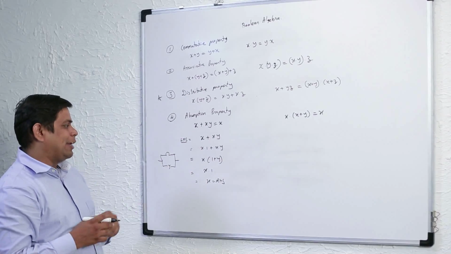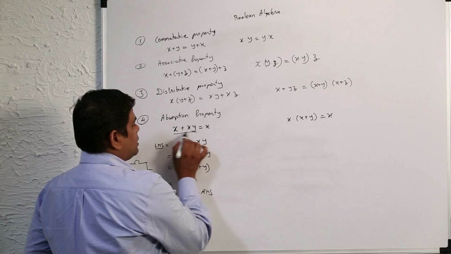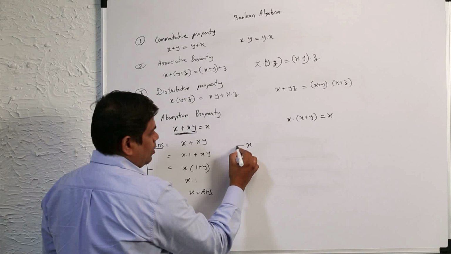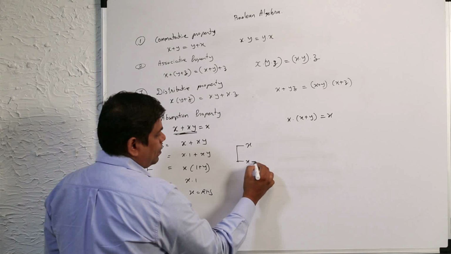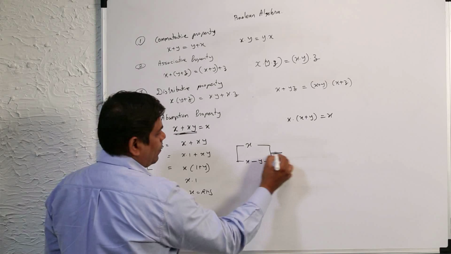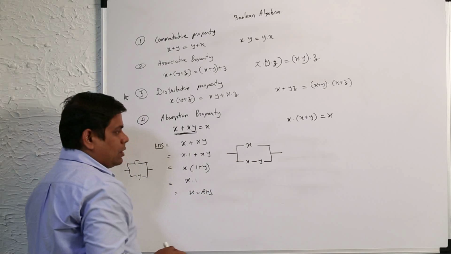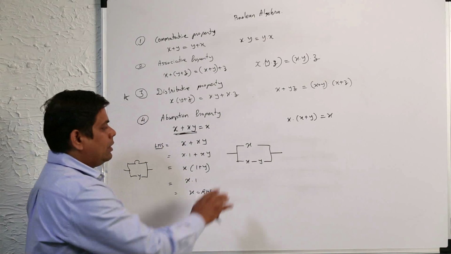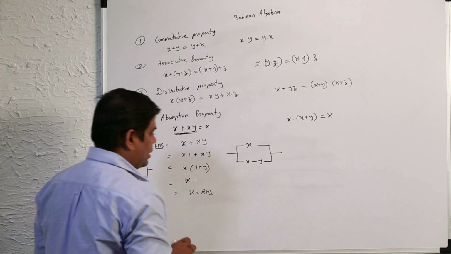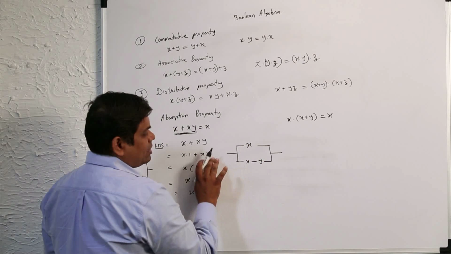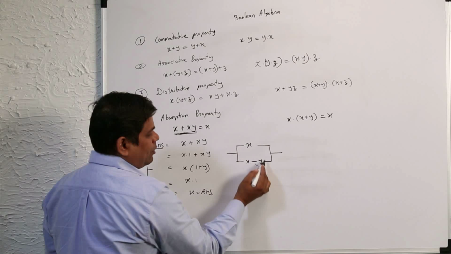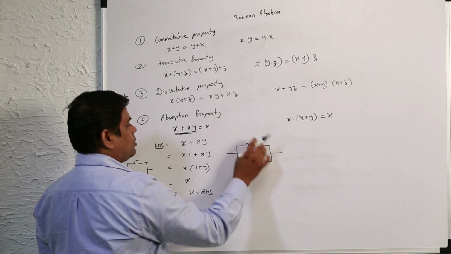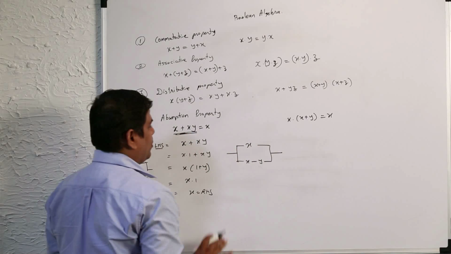Another way of proving this is called the argumental way of proving. Now let us see what this connection means. This connection means your x is connected in series with xy. The state of this switch depends on the state of x. That means if x is on, then only this will let current pass. Is that true? Let's see. If x is off, there is no way current can pass. If x is on, irrespective of the state of y, it will always let current pass. So the state of this switch depends on the state of x itself. Therefore x plus xy is going to be x.